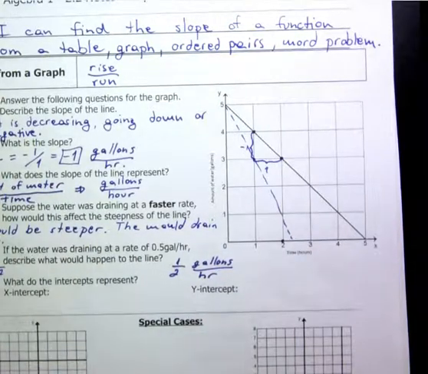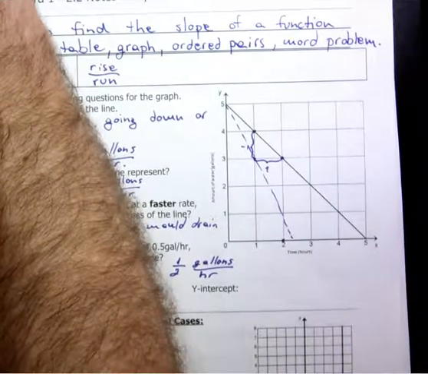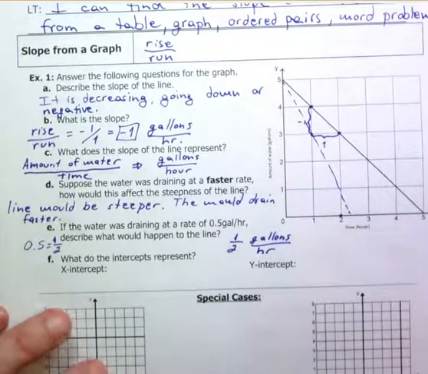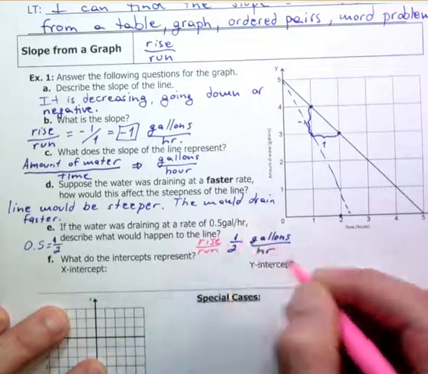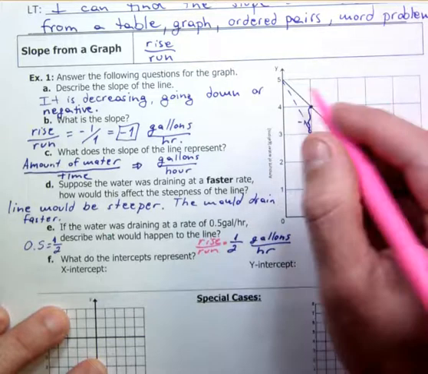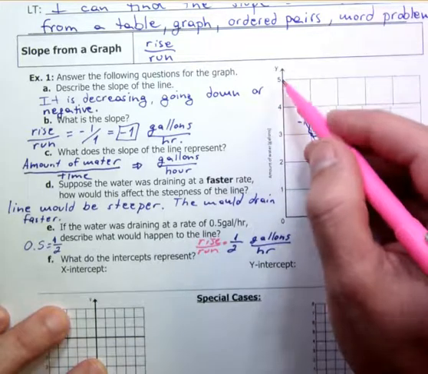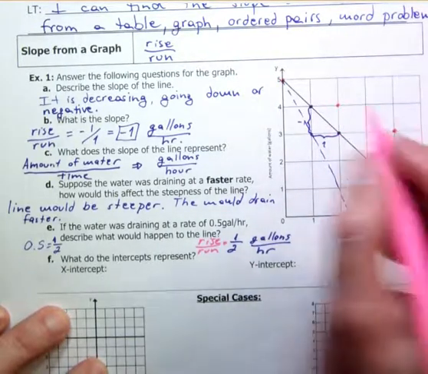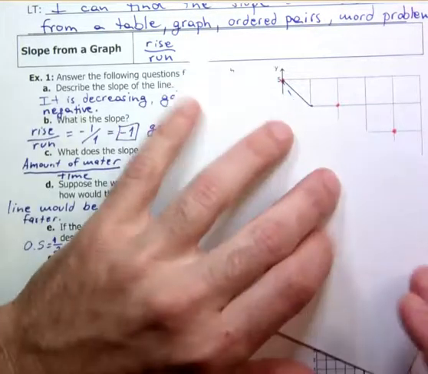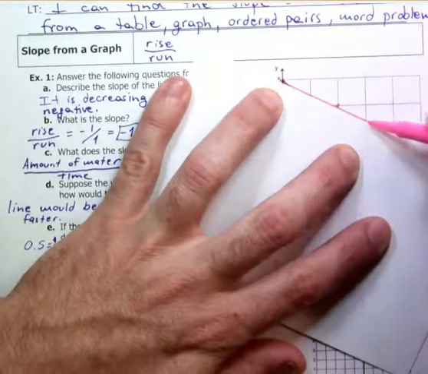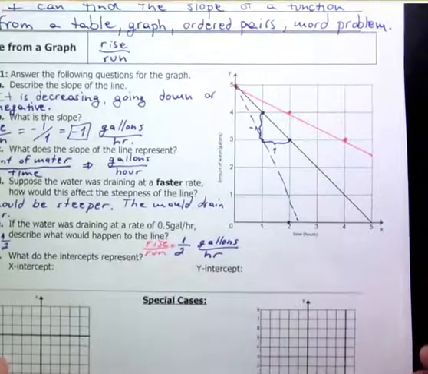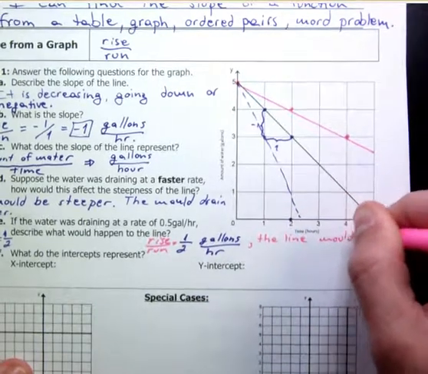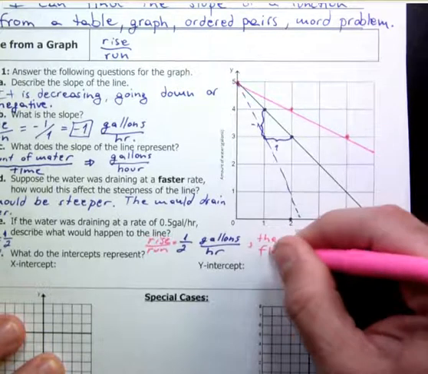Let me use a different color here. If the slope was 1 over 2, my rise over run was 1 over 2. That means for every, let's start at 5, that's the amount of water I started with. I would fall 1 and run 2. So my new line would be a flatter line. The line would become flatter.